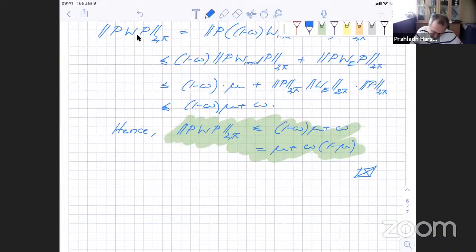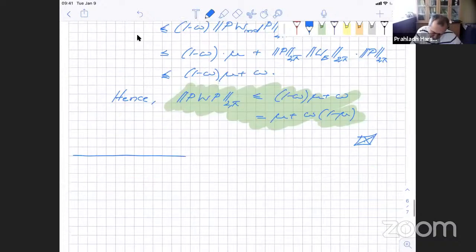Okay, so that concludes our discussion on expanders. We'll start a new topic called the Lovasz theta function.